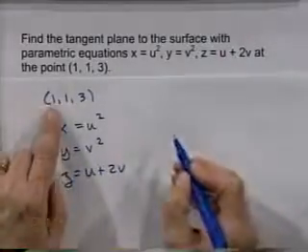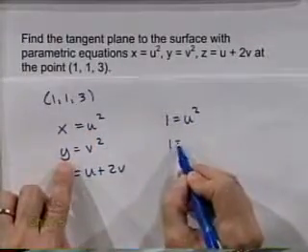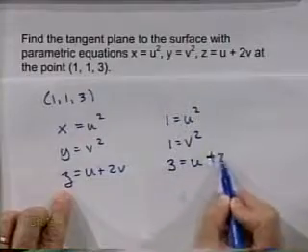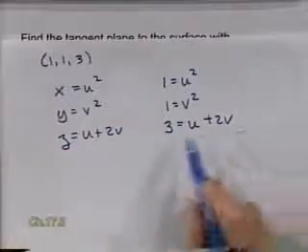Well, first of all, we have 1 equals u squared. Since y is 1, 1 equals v squared. And since z is 3, we have z equals u plus 2v. Now notice, z is 3. That's 3 equals u plus 2v.